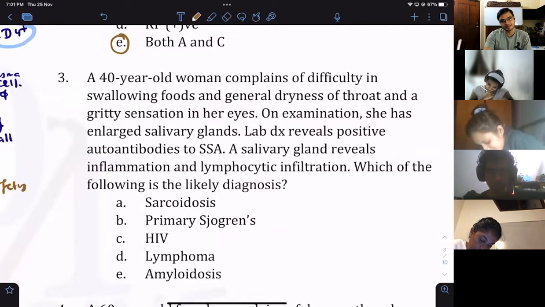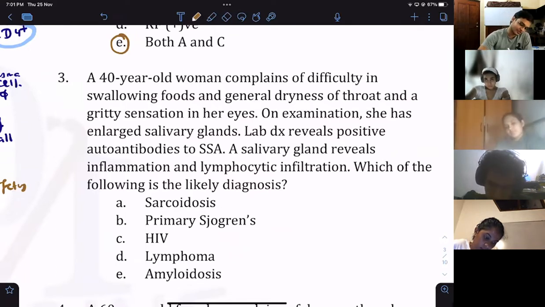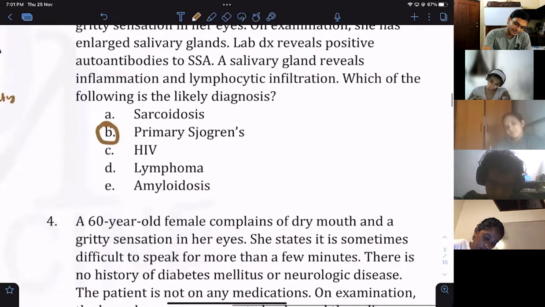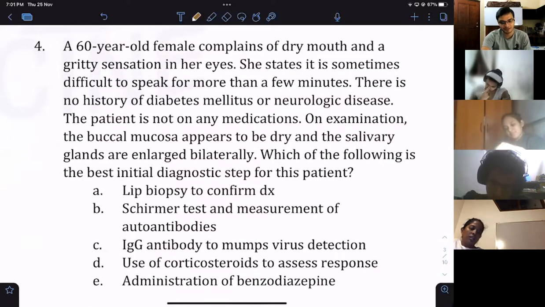It's very easy. Now, after doing the chapter, it's of course very easy. I shouldn't have put this question, but it was from a past exam paper, so I just put it there. Everyone's getting it correct. Good. This is primary Sjogren's. Let's not even spend any time on it. Go to question number 4. Let's try question number 4.